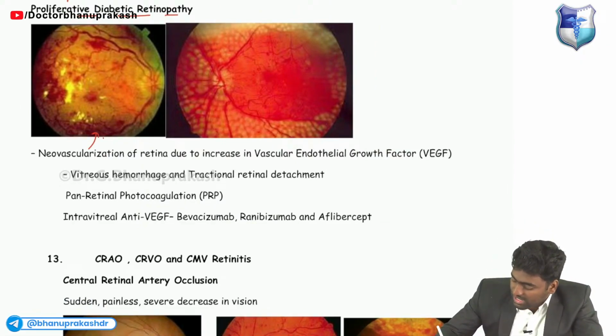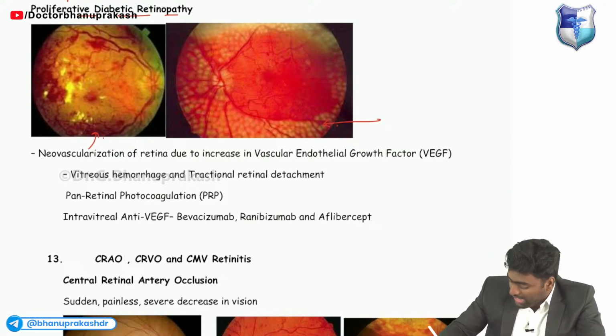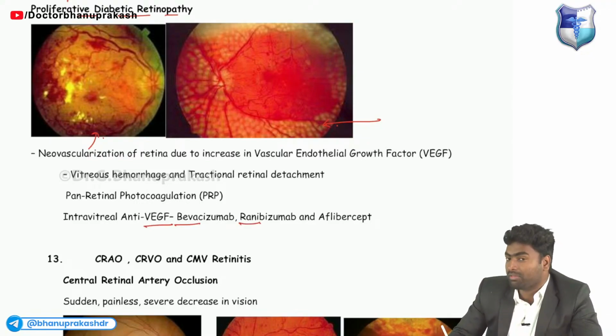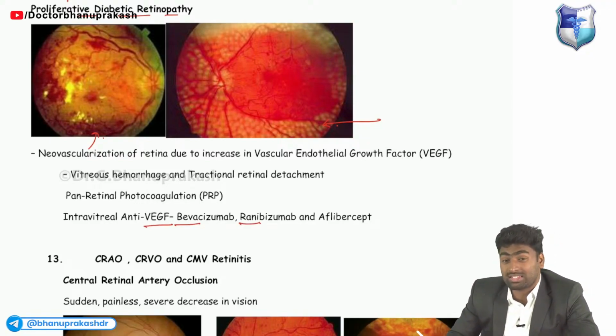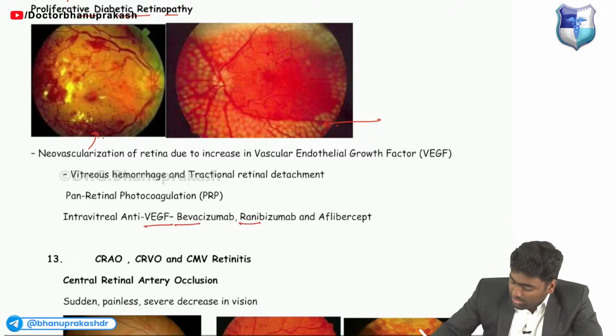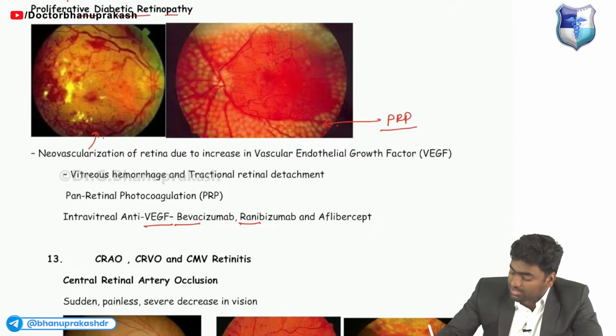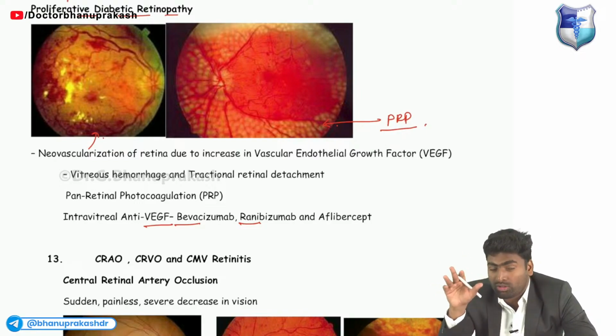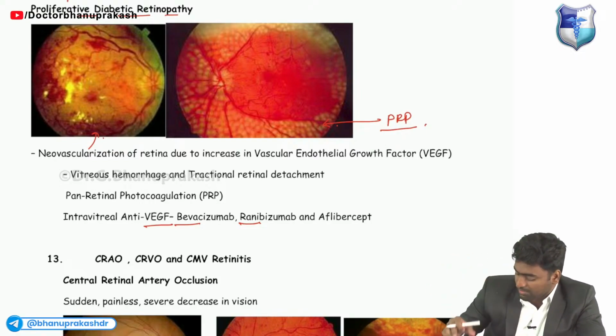In such cases, for preventive measures, we'll give anti-VEGF drugs like bevacizumab and ranibizumab. Whereas as a treatment modality, we'll do PRP, also known as pan-retinal photocoagulation, in the case of proliferative diabetic retinopathy. Okay, that's it for now.